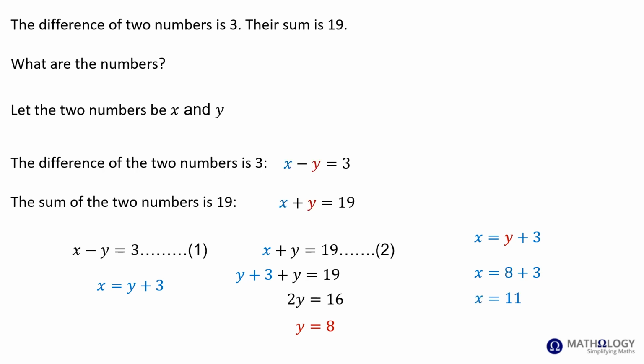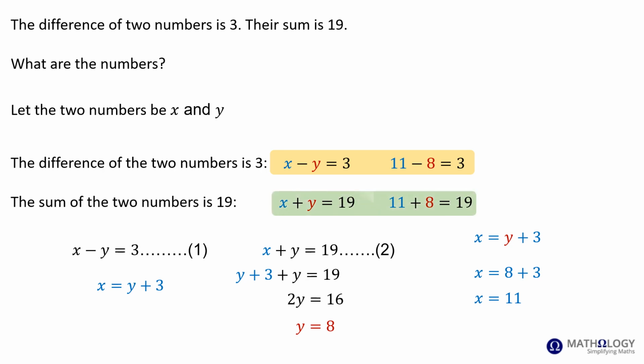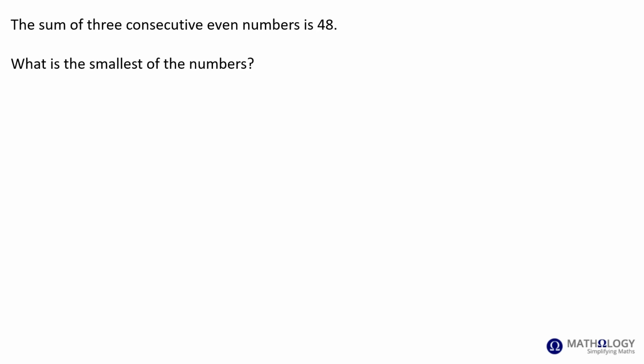You should always check your work. The difference between 11 and 8 is 3, and the sum of 11 and 8 is 19. The sum of three consecutive, even numbers is 48. What is the smallest of these numbers?